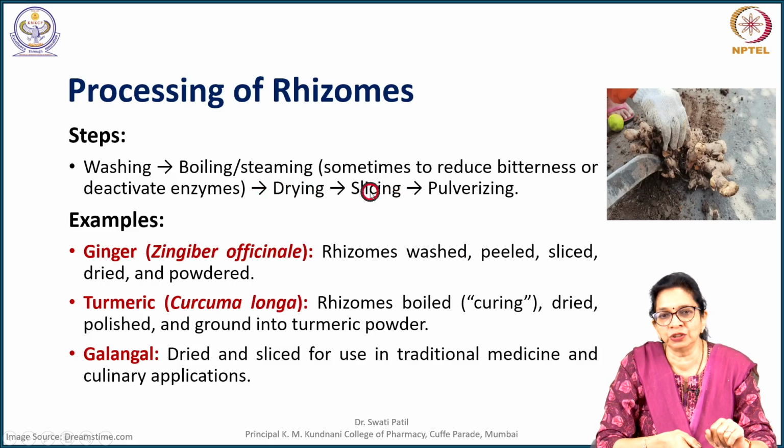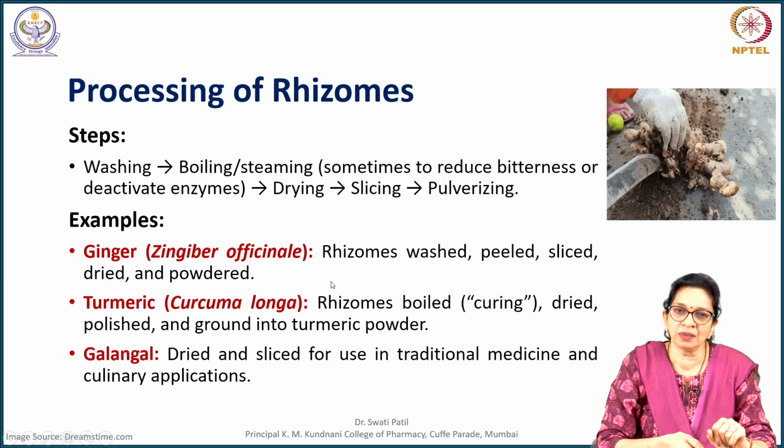For example, ginger rhizome is washed, peeled, sliced, dried and powdered. The white ginger which is commonly seen in the market is bleached ginger, which stops the vegetative growth. Turmeric, which is Curcuma longa, these rhizomes are boiled, which is called curing. They are dried, polished and ground into turmeric powder. Galangal, which is another rhizome, is dried and sliced for use in traditional medicines and culinary applications.